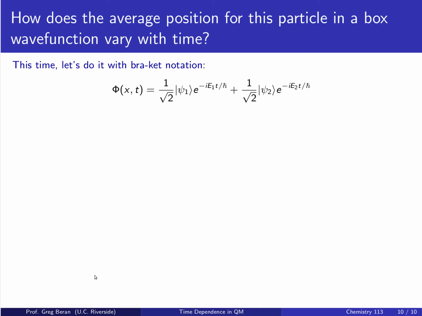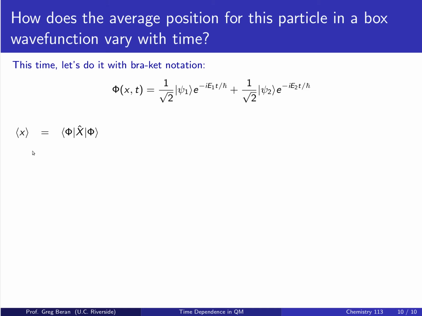Alright, finally, how does the average position for this particle in a box wave function vary with time? This time it's going to be very similar, but to make things a little more transparent in some ways, and also to work with the bra-ket notation, I'm going to do it using the bra-ket notation. So I'm writing our wave function phi of x and t as 1 over square root of 2 times the ket psi 1 times e to the minus i E1 t over h bar, plus 1 over square root of 2 times the ket psi 2 times e to the minus i E2 t over h bar. So it's the same state we had before; the only difference is I turned these into kets.